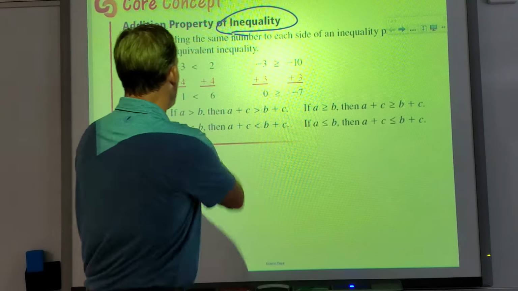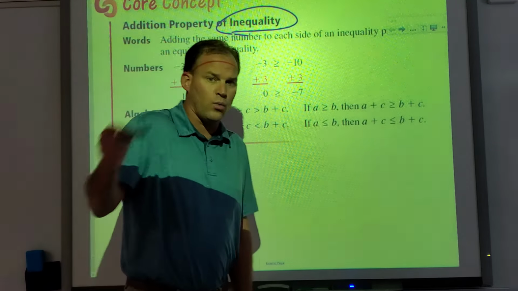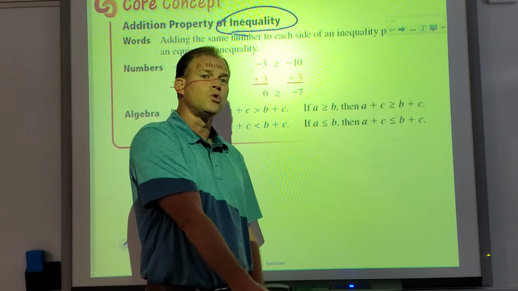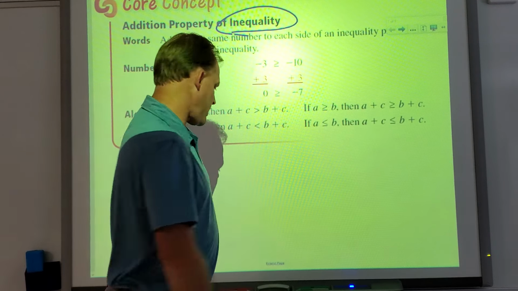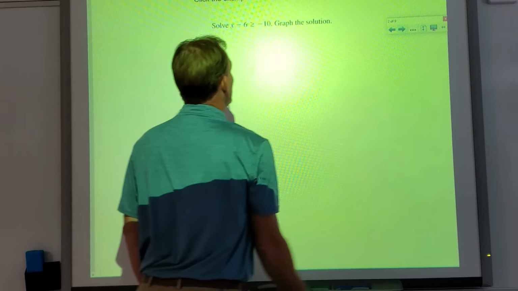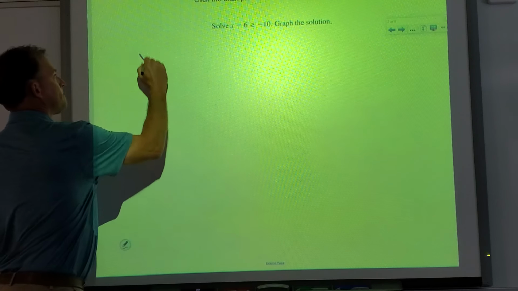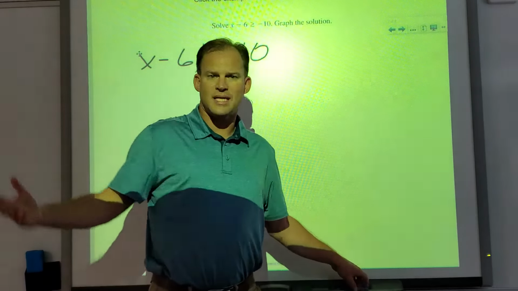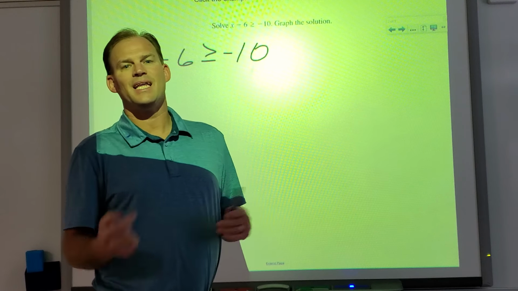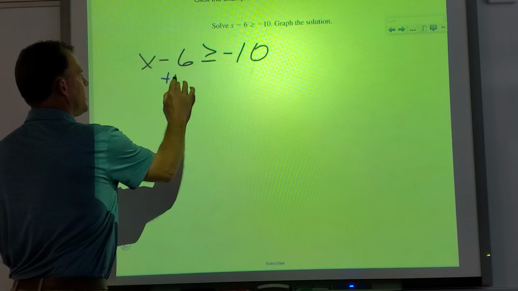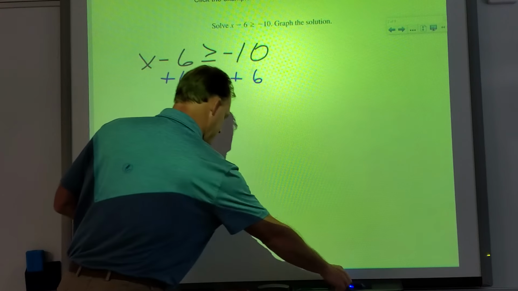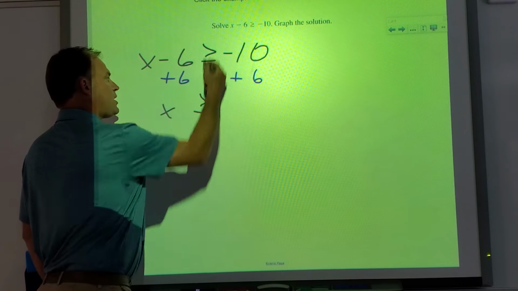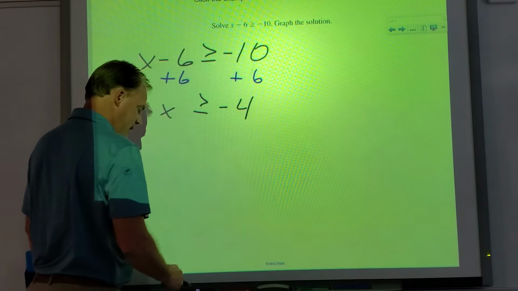So basically, this sheet here just says that whatever you do to one side of the equation, you have to do to the other, still holds true for inequalities. All right, so when we solve an inequality, you follow the same steps that you would if you were solving an equation. I have minus 6 on both sides, so I add 6. I get x. Symbol very important here. Bring it down, combine. I get negative 4.